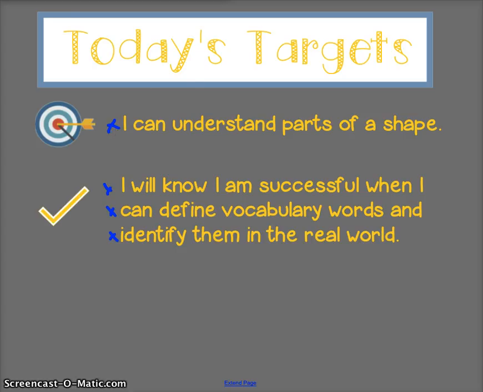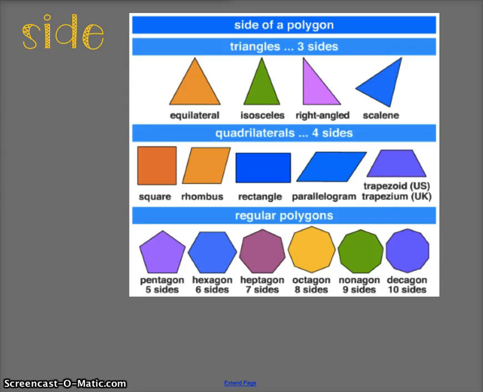Let's keep going. A side. When we were talking about sides in third grade, we were talking about sides of a polygon. Triangles have 3 sides. 1, 2, 3, no matter what type of triangle. Quadrilaterals always have 4 sides. See how a square has 4? And then there are a bunch of polygons below listed with their sides. This should be something we connect to because we have seen this in previous years.